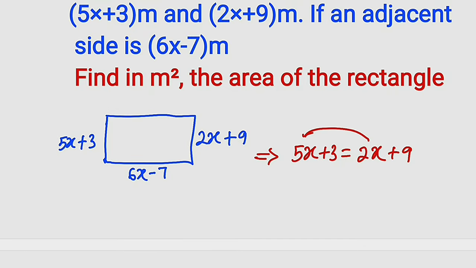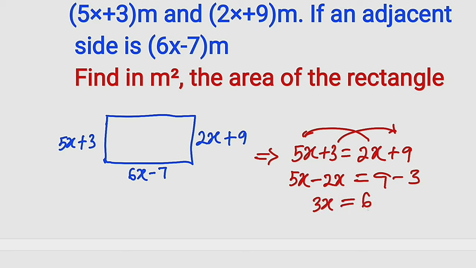By taking this one to the other side, it becomes negative 5x minus 2x. You take 3 to the other side, we have 9 minus 3. 5x minus 2x, that will give us 3x. 9 minus 3 is 6. If you divide both sides by 3, you have x to be equal to 2. Therefore, the value of x is equal to 2.